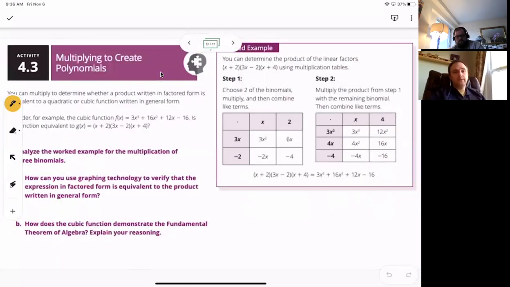I love this. I just love the structure of this. It's beautiful.